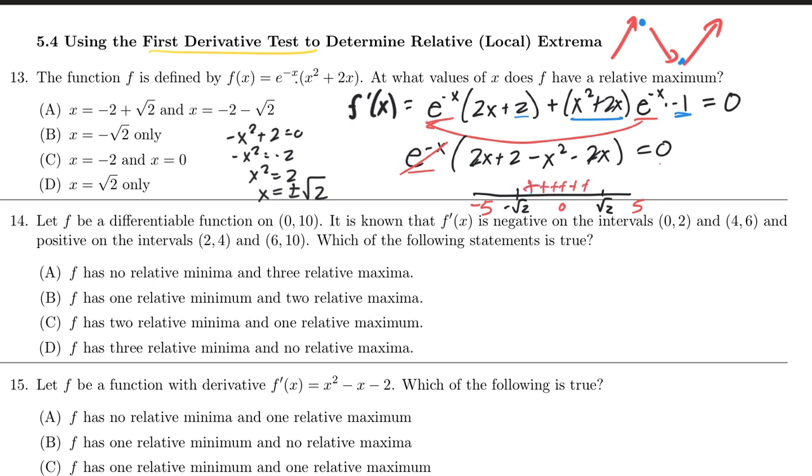When I plug in 5, I'm going to get 10 plus 2 is 12 e to the negative x's, but I'm going to subtract 25 plus 10, which is 35 e to the negative x's. So again, you're subtracting the bigger thing. That's going to give us negatives. All right, and negative 5, I'm going to get negative values too, because I'm still subtracting the bigger one. So if I want a relative max, negatives means I'm decreasing, positive means I'm increasing. So the maximum happens there at the square root of 2. So my final answer should be D.